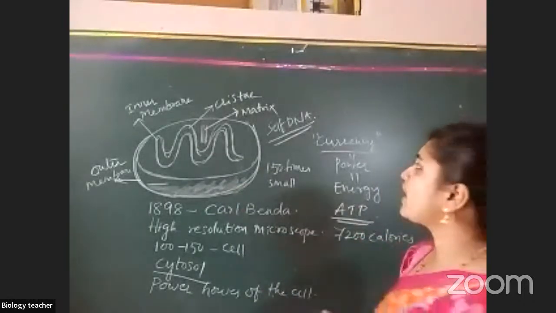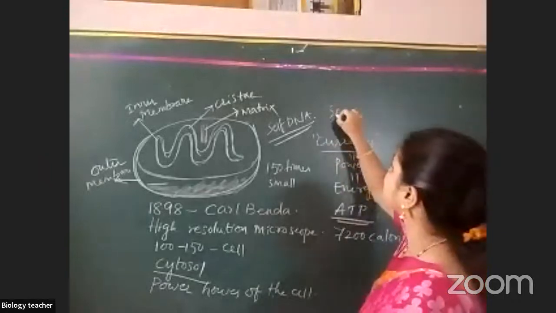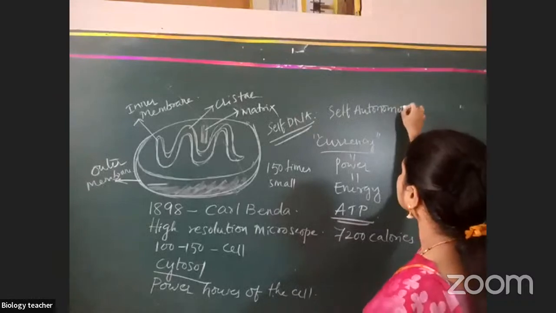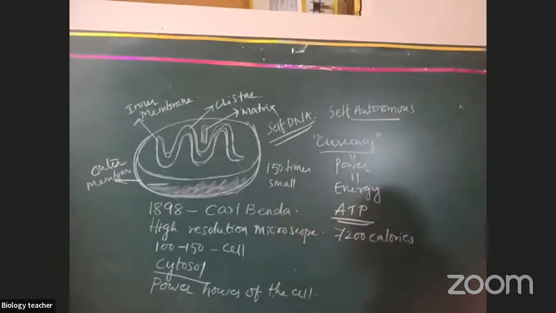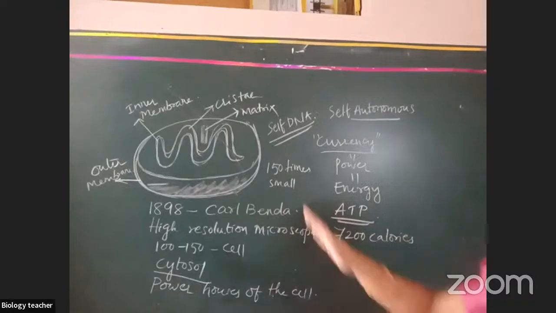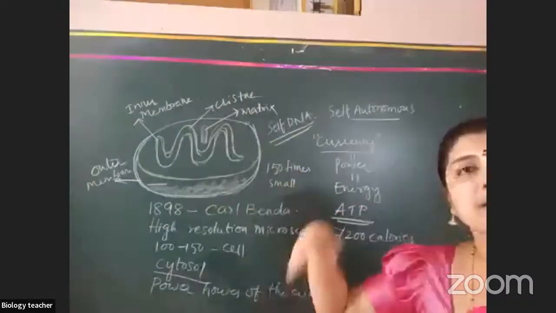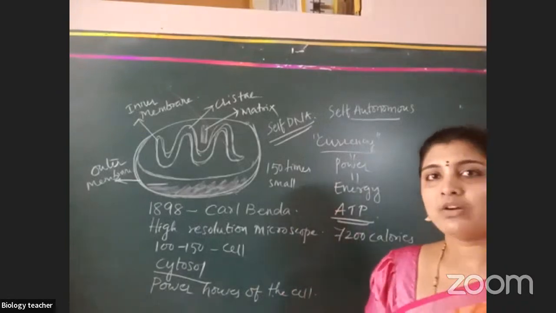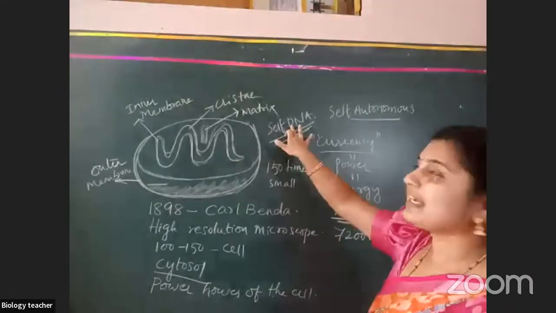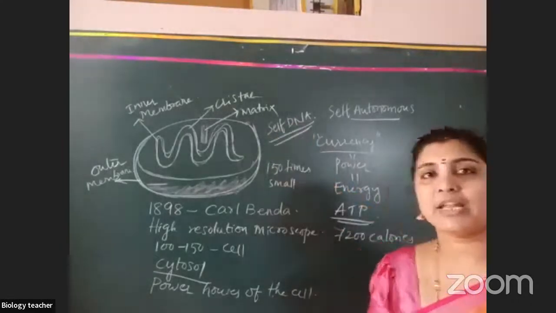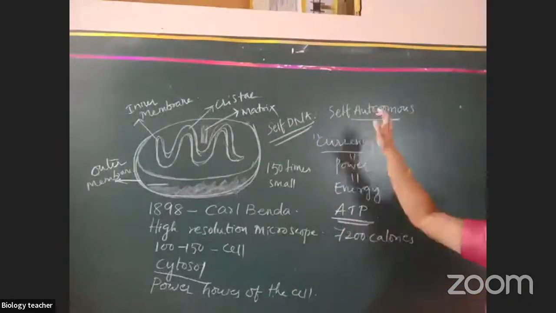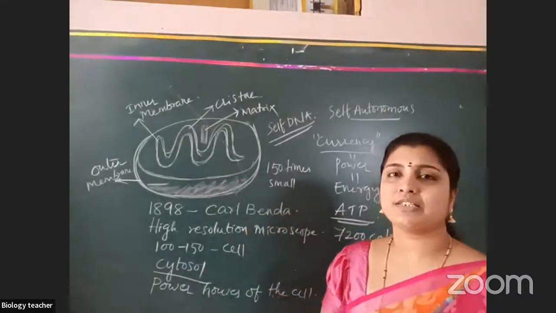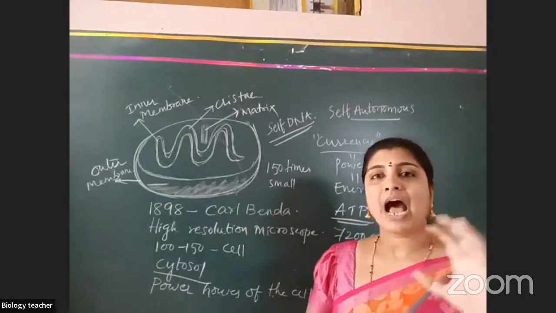So these are known as what? Self-autonomous bodies, because the mitochondria are produced from another mitochondria. They are produced from themselves only. Why? Because they contain DNA. Self-autonomous bodies.